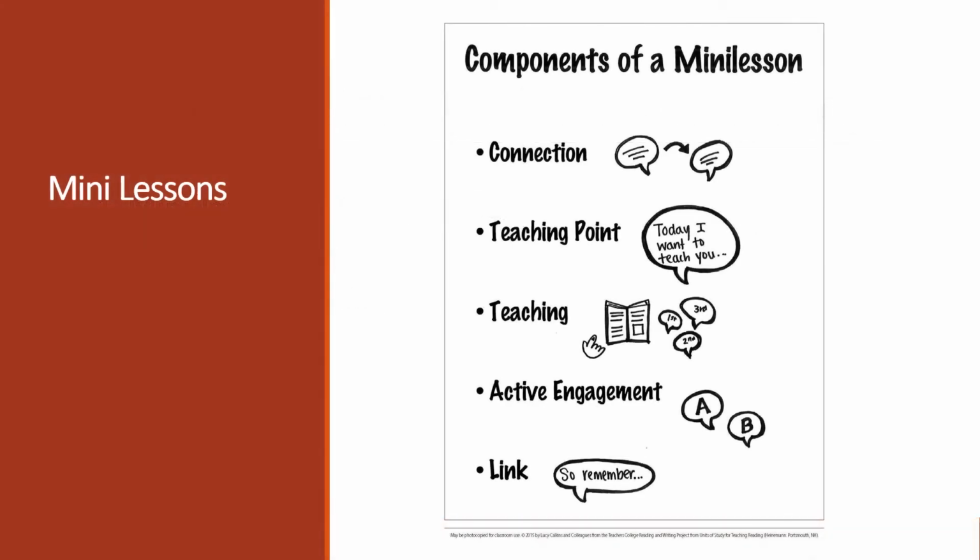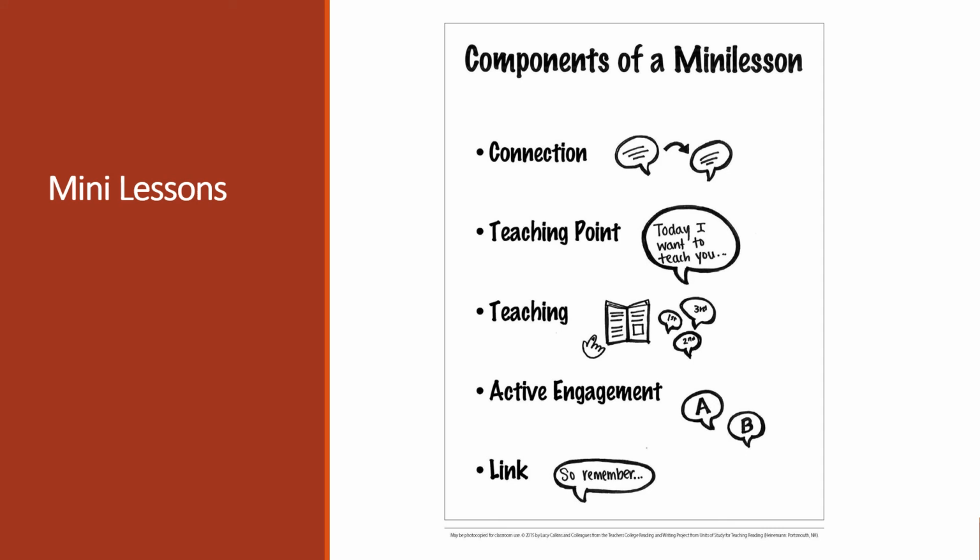The components of a mini lesson usually start with some connection to what we've done before. Then there's a teaching point where you directly model something. You're directly teaching them what to do. And then you want to have some kind of active engagement in that mini lesson. So if we're teaching them maybe how to use the first letter of a word to guess what that word is, we might put up a poster and have them try that for a minute.